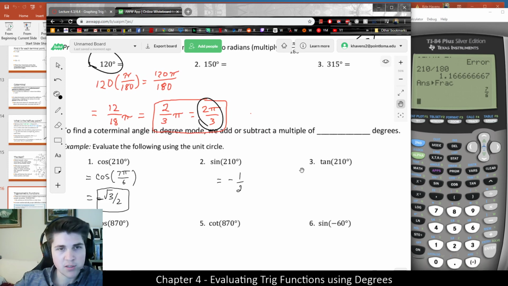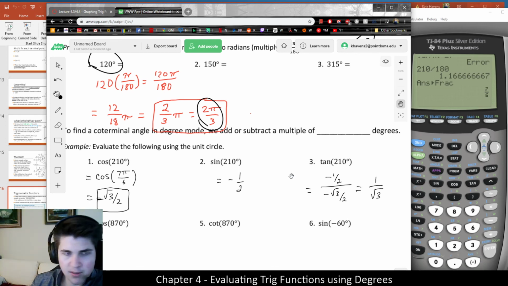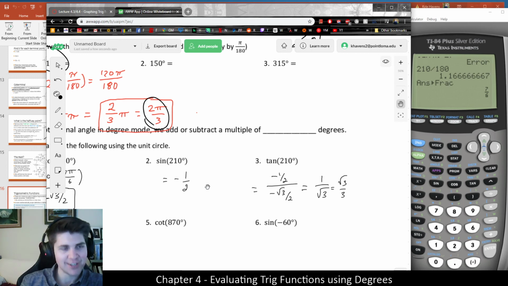And tangent will still be the ratio of y to x, which at that point, sine is the y and cosine is the x. So tangent of that 210 will be equal to that ratio, which will again reduce because the negatives will cancel, the halves will cancel, and that will leave us with 1 over rad 3, which is root 3 over 3, or about 0.57. But anyways, notice we can get exact answers and figure this all out when still using degree mode.